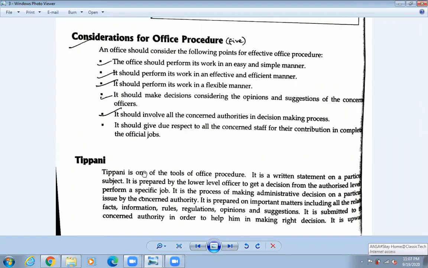So tipani is one of the tools for the office procedure, and it is a written statement on a particular subject. So it is prepared by the lower level officer. Okay, lower level staff. So if the lower level staff have some problem, then what they will do, they will supply this letter from lower level to middle level to upper level. So it does not go to the upper level directly, it goes step by step. Ani hamilai signature pani chahinchha. Suppose if I am the lower level officer, then I need to supply to the middle level. That means principal or vice principal. Okay, they are the middle level.